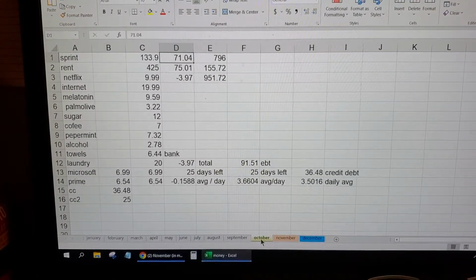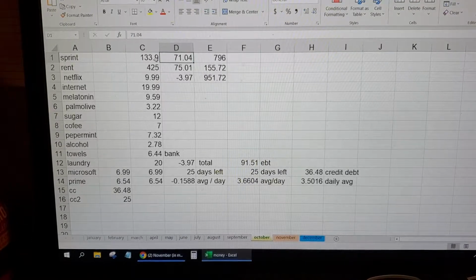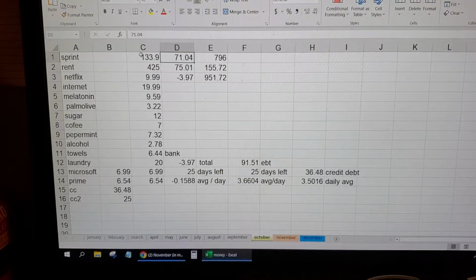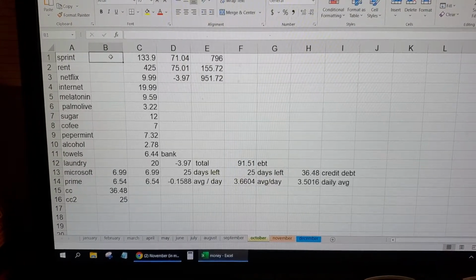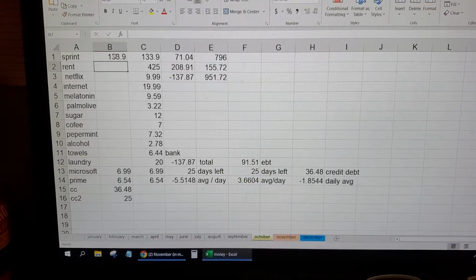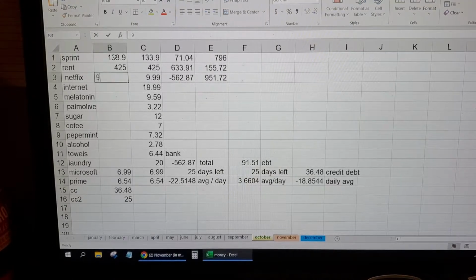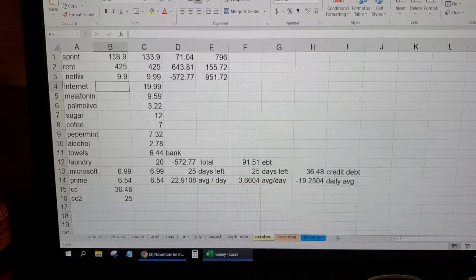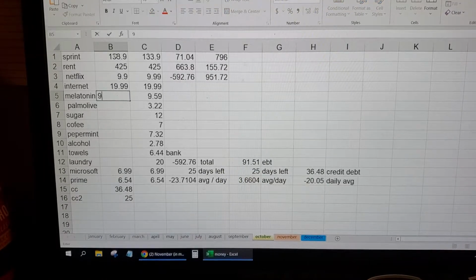Well, let's look at October's. Now, I put two columns. I put one with the amount and one with, I usually do double the amount, so that way if I accidentally delete it, then I can go back and add it in again.